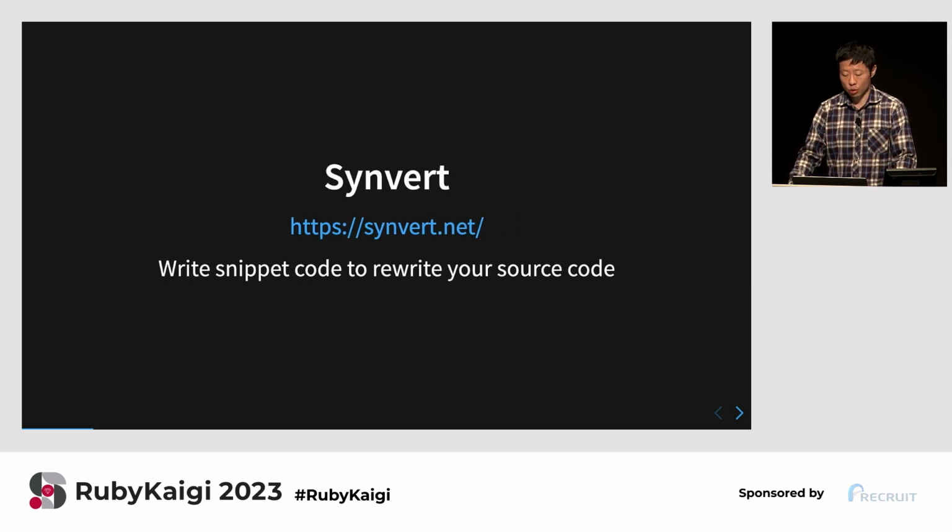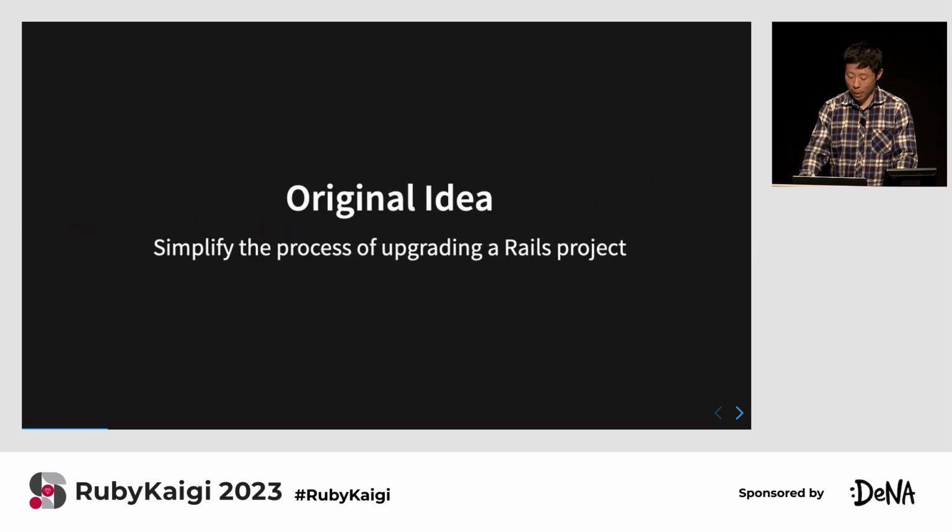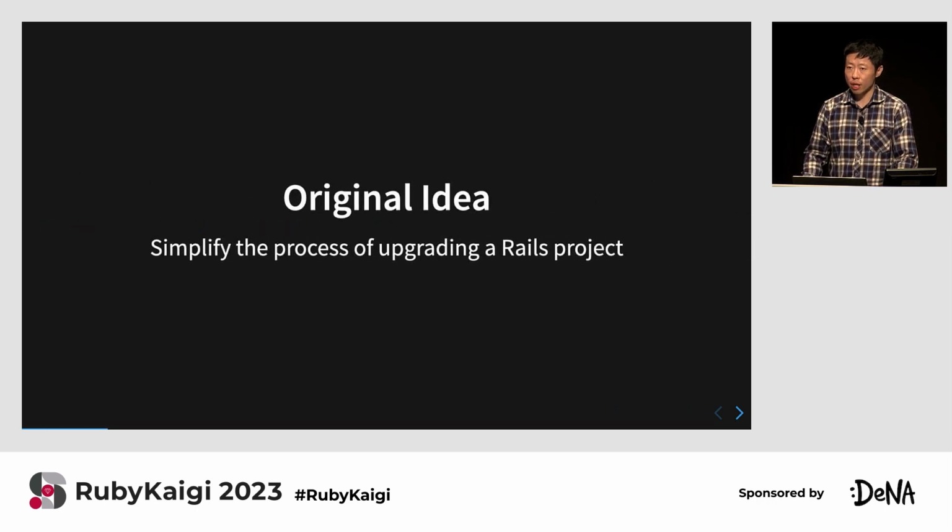I have an alternative solution for you called Synvert. This tool enables you to write snippet code to rewrite your source code. I initially developed Synvert to simplify the process of upgrading a Rails project. At that time, I was working on a Rails project that used version 2.3, and I needed to upgrade it to version 3.